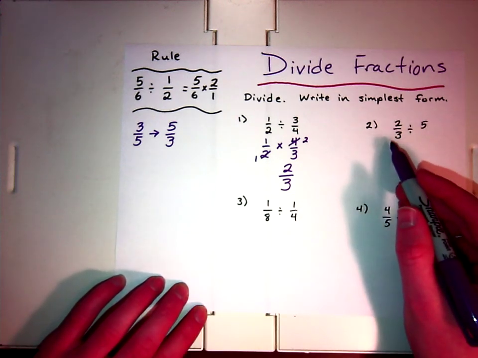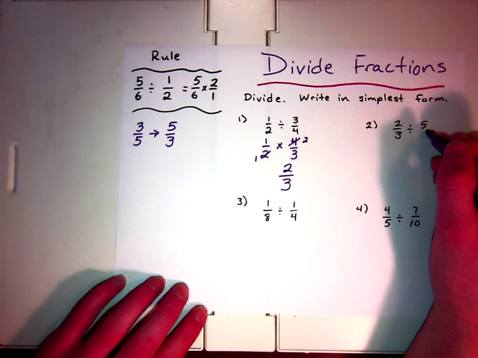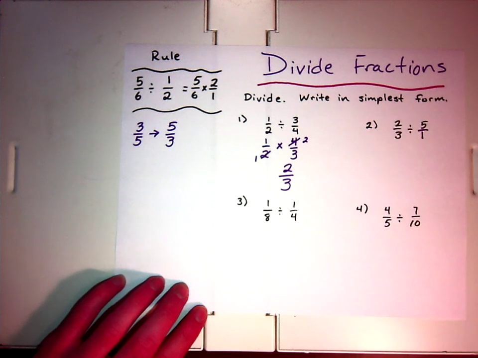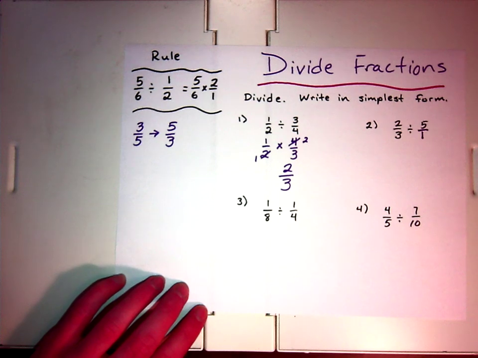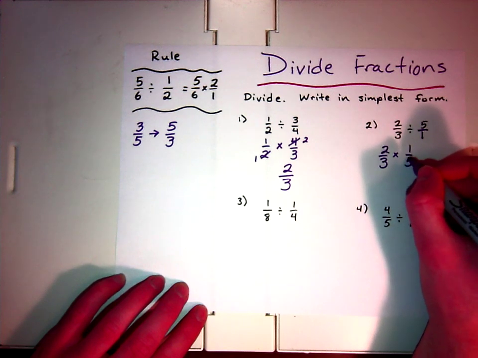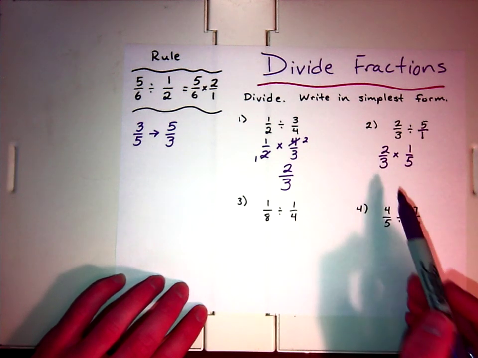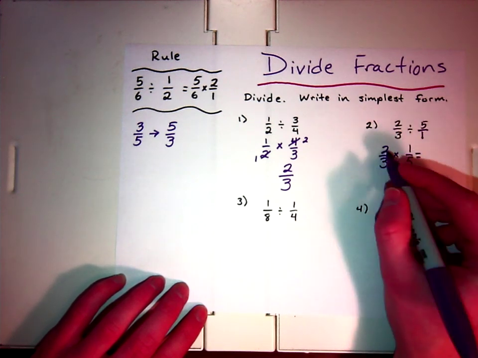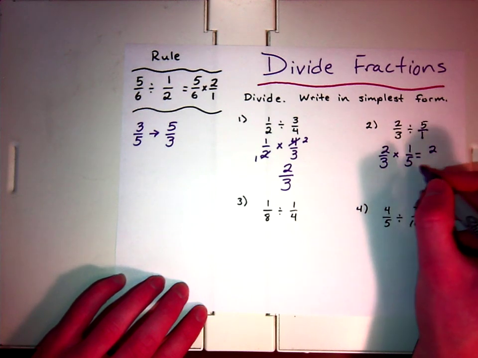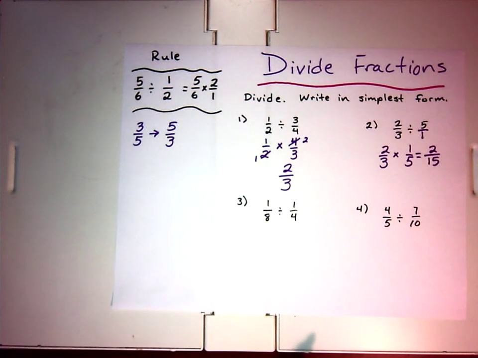For number 2, since this is 2/3 divided by 5, I want to still turn it into a multiplication problem. So I could write 5 as a fraction by saying 5 over 1. 5 divided by 1 is 5, so I know that number is still the same, so it works. So I would do 2/3 multiplied by 1 over 5, because I have to find the reciprocal of the divisor. I looked, are there common factors? There are not common factors in this problem. 2 times 1 is 2. 3 times 5 is 15. And that gets us our answer. 2/15 does not simplify.